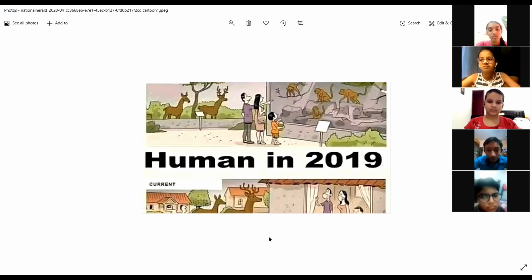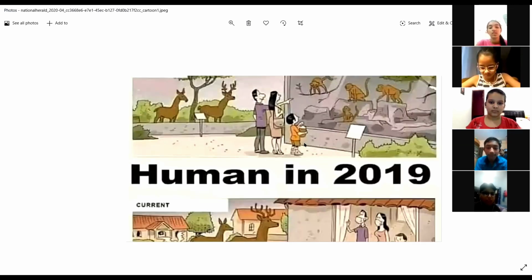See, there are two pictures. Try to understand the picture first. See, there are two, one on top and one below. People wearing masks. Here are the animals. So, a very beautiful picture. May I start? Yes, please.